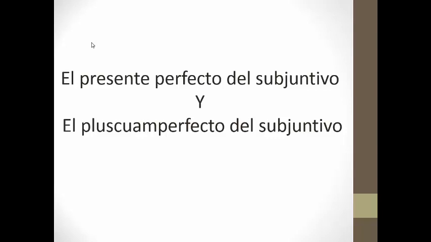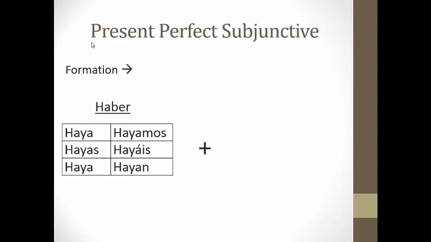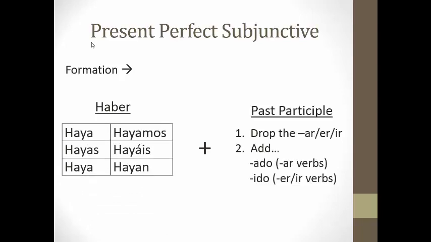Okay, first let's look at our note guide. We're going to talk about formation. Okay, for present perfect subjunctive, just like all other perfect tenses, you're going to need haber plus a past participle. So if it's present perfect subjunctive, we need the subjunctive present tense of haber. So that's going to be haya, hayas, haya, hayamos, hayan.